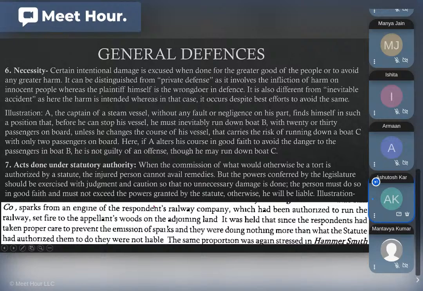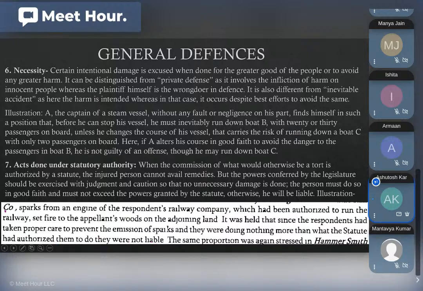उस कंपनी के रेलवे ट्रैक में ट्रेन चलते वक्त वहां पे एक इंजन से स्पार्क निकल के तुम्हारे लैंड पे जो जंगल है वहां पे आग लग रही है. It was held that since the respondents had taken proper care to prevent the emission of sparks and they were doing nothing more than what the statute had authorized them to do so, they were not liable.